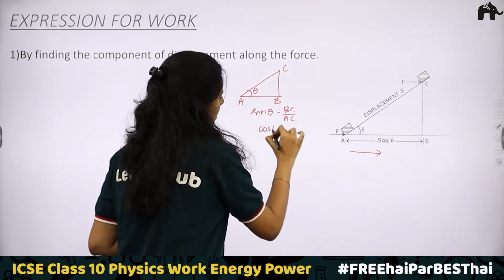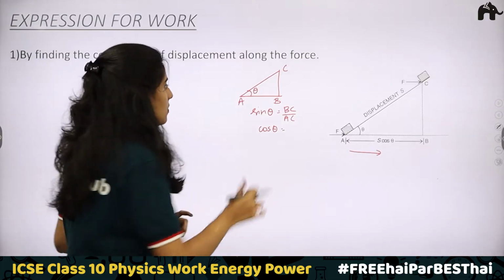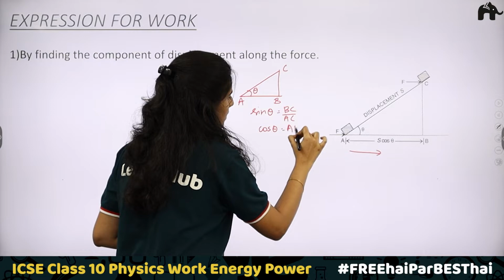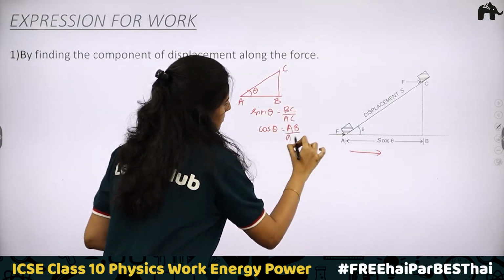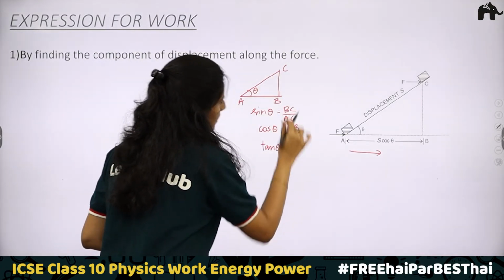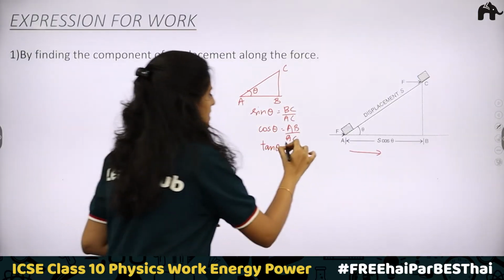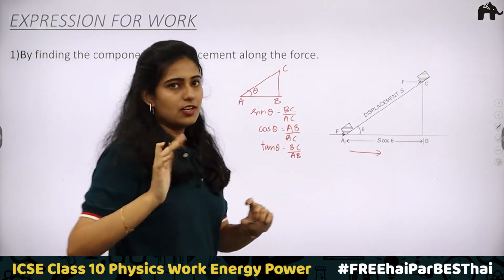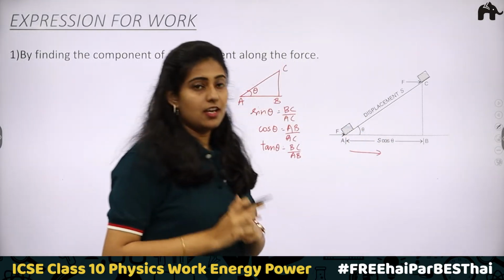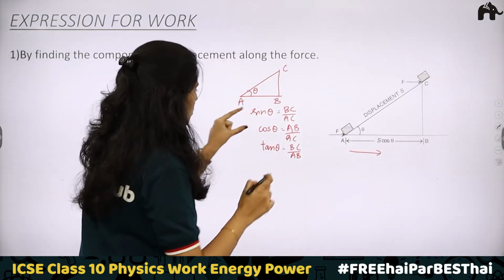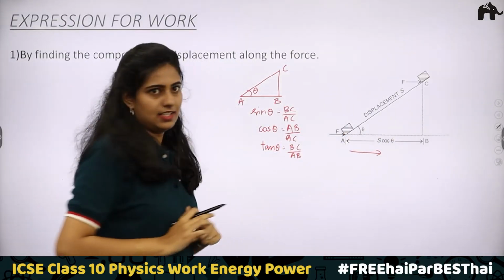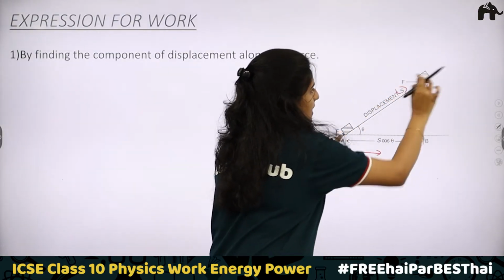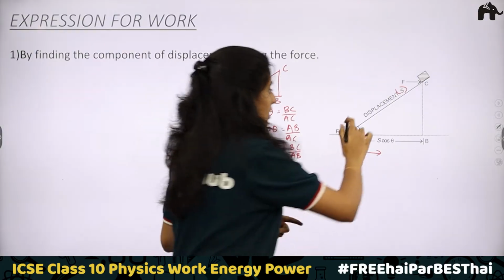What about cos theta? Cos theta will be equal to adjacent side by hypotenuse. Here the adjacent side is AB. Hypotenuse is AC. What about tan theta? Tan theta is opposite by adjacent, BC divided by AB. Now in order to get the horizontal component, we need this base, right? To get the base, that is AB, either you will be using this cos theta or tan theta. Now we know the displacement is S. So this is how the body is displaced along the horizontal slope.